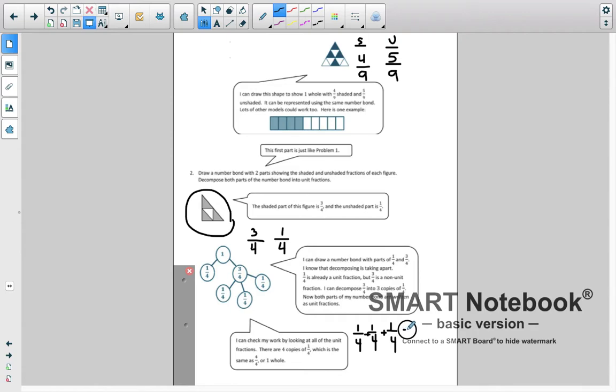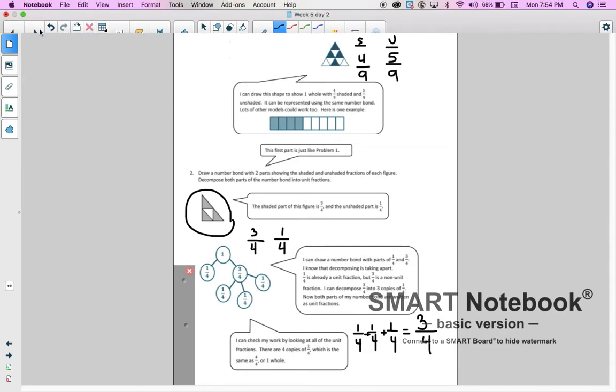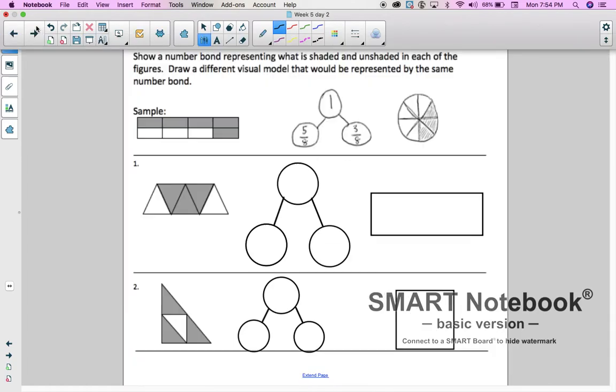Now, the number in the bottom is 4, so it doesn't change. The number on the bottom is not going to change. But the number on the top, I'm going to add. So 1 plus 1 plus 1 equals 3. And that shows 3/4. So if I added all of these 3 together, it would equal 3/4. All right, let's move on now. I think we're going to start trying problems on your own.